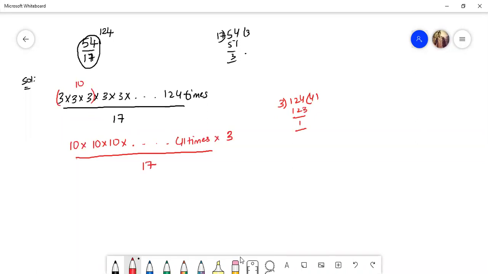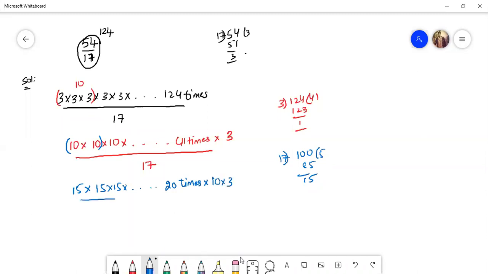Okay. So once this is over, we'll go to the next one where we want to combine the values again. So I'll take 100 this time. Okay, so 100 divided by 17 is what we are supposed to find out. We have 17 5s, which is 85. So my remainder is 15. So I'll convert these values. 17 5s are 85. So remainder is 15 for a pair now. 15 into 15 into so on. So it will be 20 times, into 10 into 3, divided by 17.